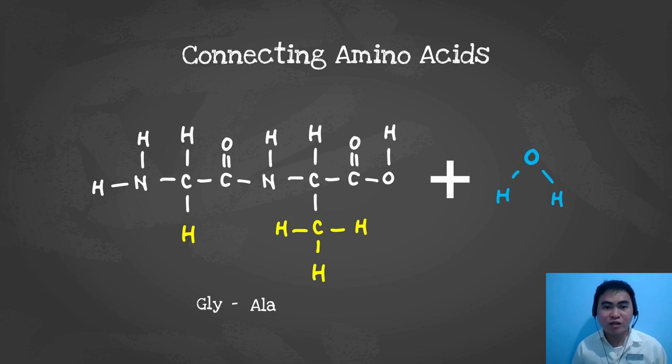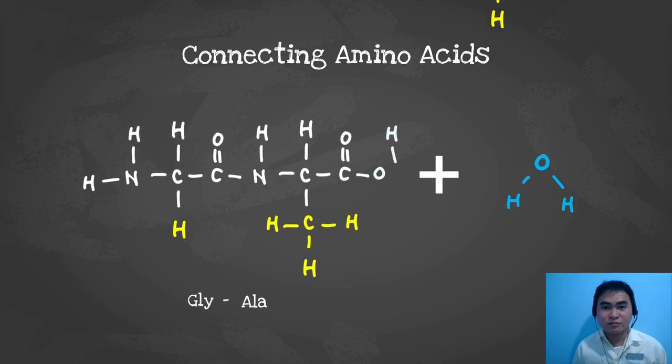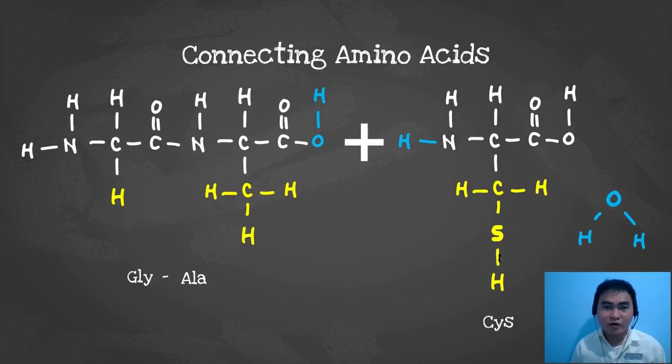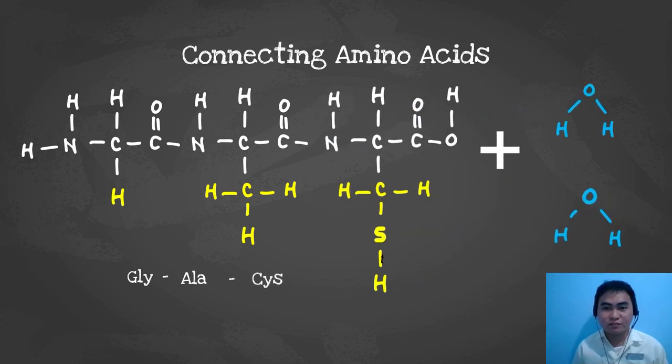The new dipeptide would be named as gli-ala. Let's try to add another amino acid to produce a tripeptide and count how many water molecules will be produced in the process. We must note that everything should balance. From the previous dipeptide, gli-ala, we have a single molecule of water, diba? Now we will add another amino acid, which is cysteine. And let's see the product. After the reaction, the byproduct has now two molecules of water. The tripeptide will be renamed as gli-ala-cis. Di ba madali lang?